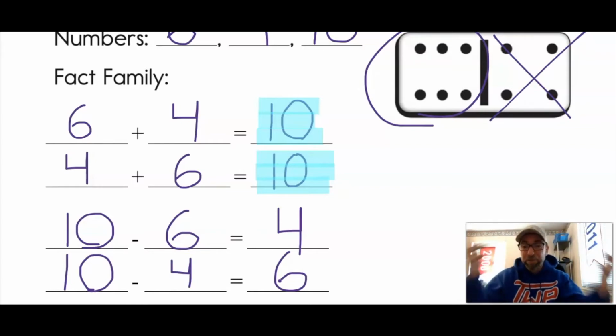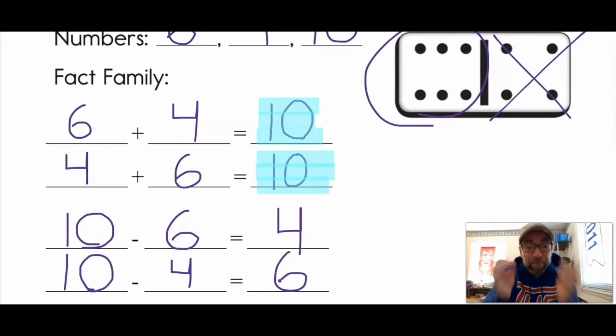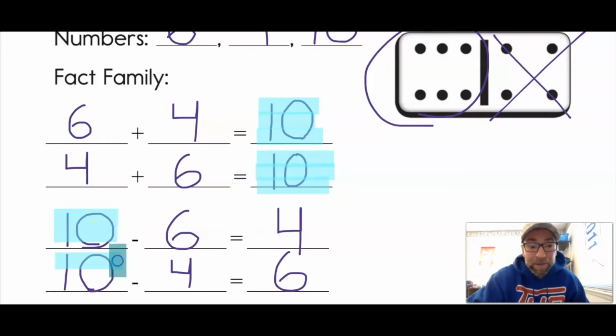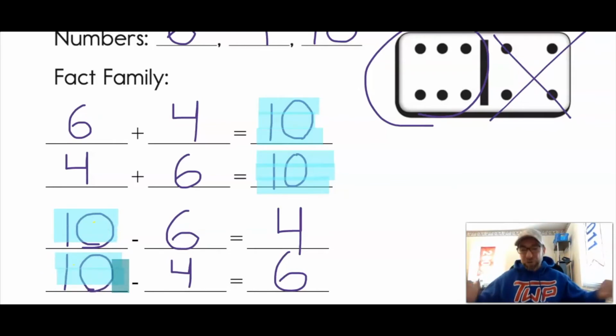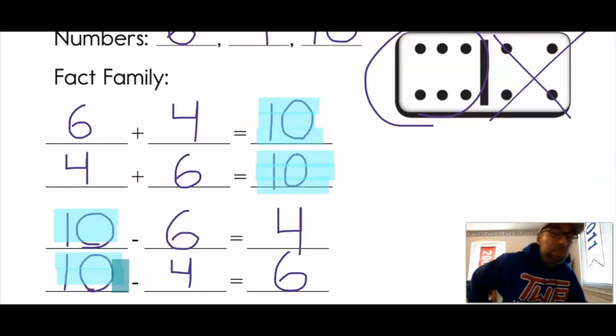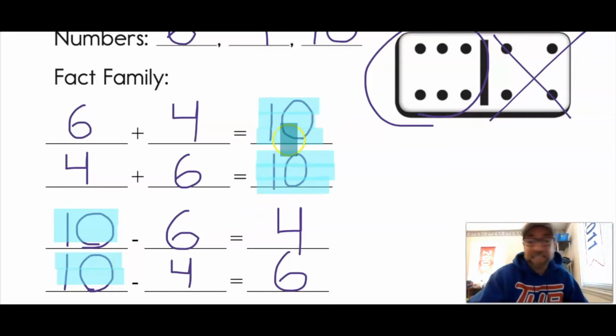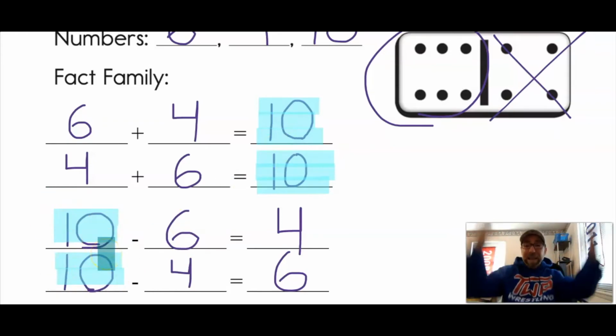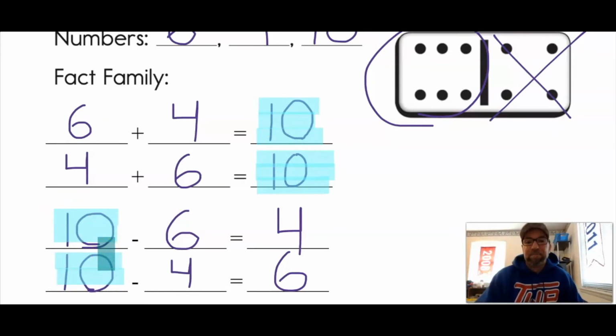Every problem used the same 3 digits. The 6, the 4, and the 10. They're in different orders, but every fact used those numbers. Here's the neat thing about subtraction. In subtraction, our biggest number comes first. So the biggest number comes last in addition because it's the total. But in subtraction, we start with the total and then we take away.